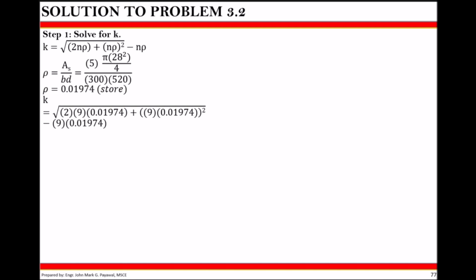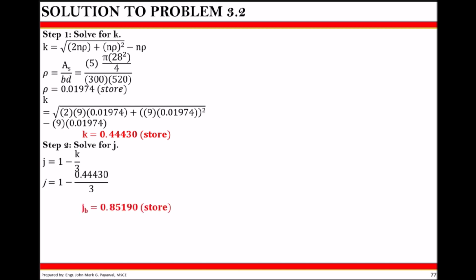Knowing that n is equal to 9, we can solve directly for K, applying the equation above, and so K would be 0.44430. Store that again. Next step is to compute for J. Pause the video and check if you can compute J correctly. J would be 0.85190.